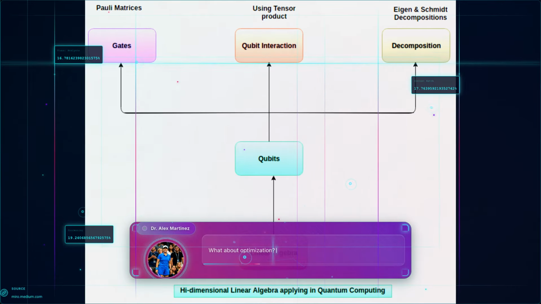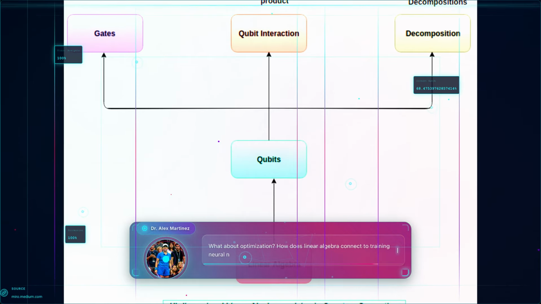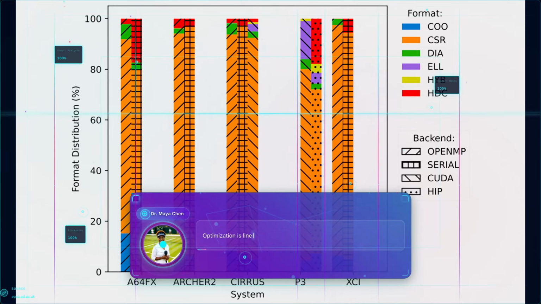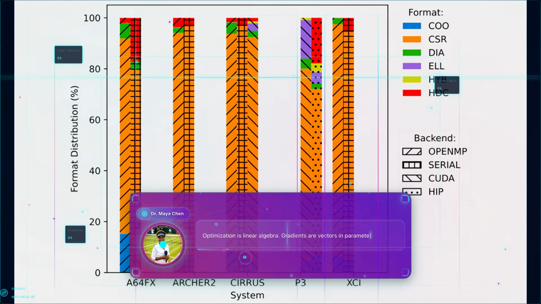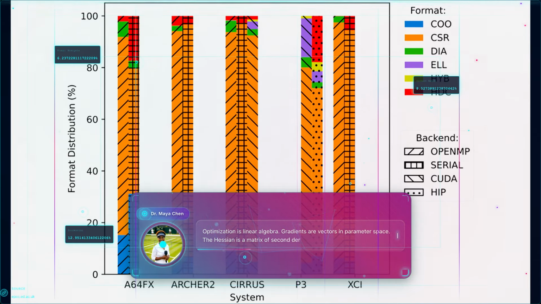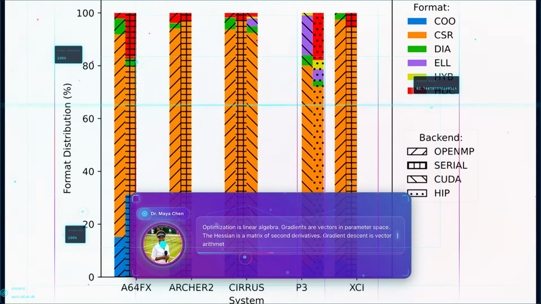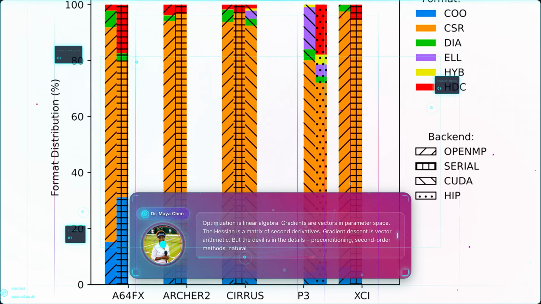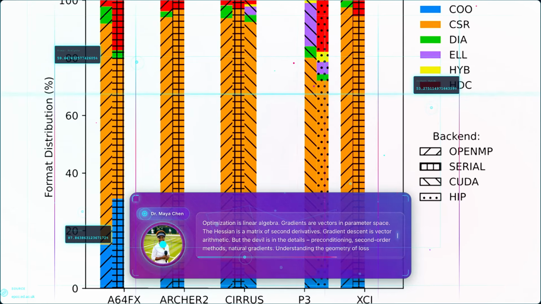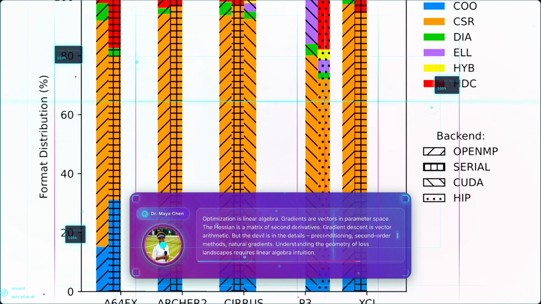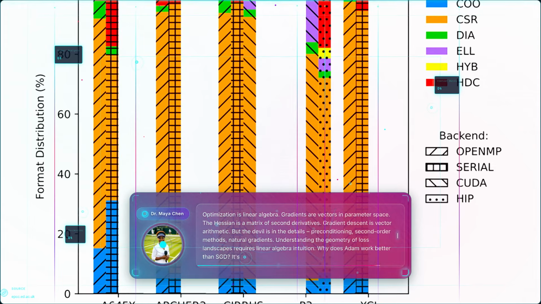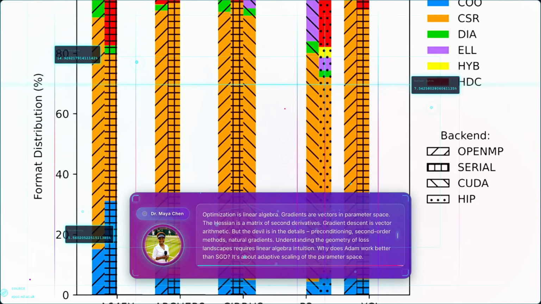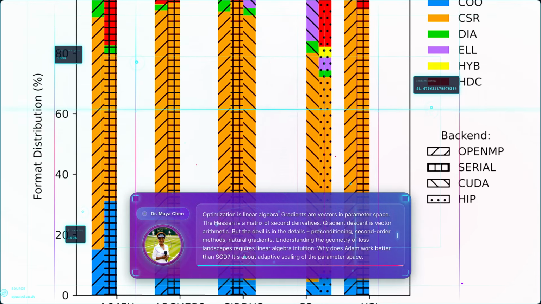What about optimization? How does linear algebra connect to training neural networks? Optimization is linear algebra. Gradients are vectors in parameter space. The Hessian is a matrix of second derivatives. Gradient descent is vector arithmetic, but the devil is in the details: preconditioning, second-order methods, natural gradients. Understanding the geometry of loss landscapes requires linear algebra intuition. Why does Adam work better than SGD? It's about adaptive scaling of the parameter space.